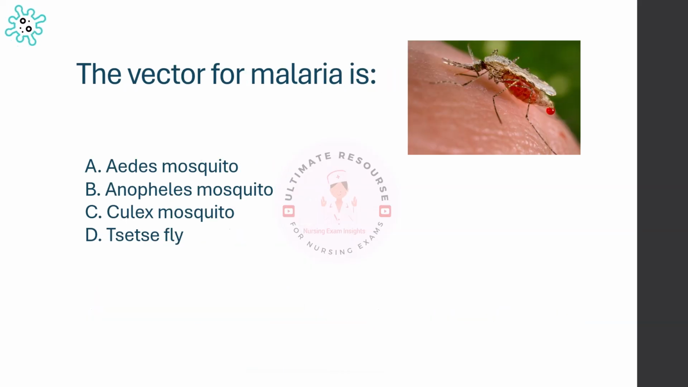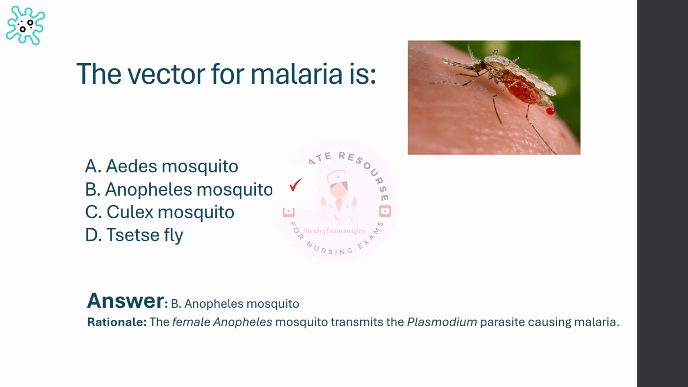The vector for malaria is? Options are A. Aedes mosquito, B. Anopheles mosquito, C. Culex mosquito, D. Tsetse fly. The answer is B. Anopheles mosquito. The female Anopheles mosquito transmits the Plasmodium parasite causing malaria.